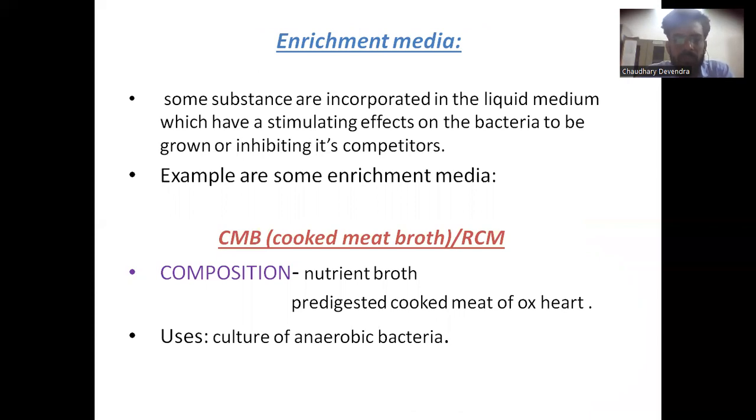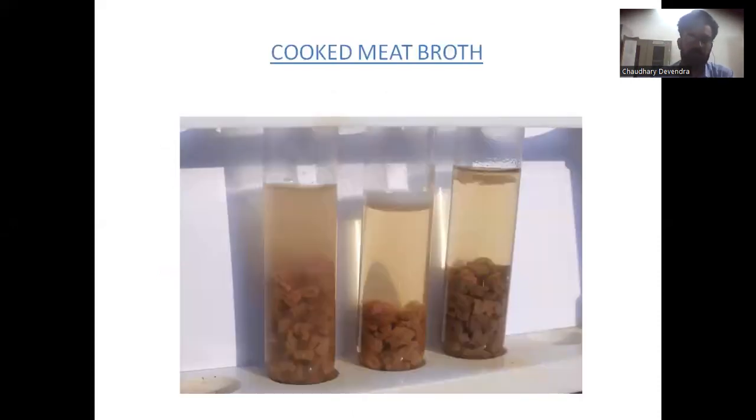So cooked meat broth, RCM or CMB we can say. Composition: nutrient broth, pre-digested cooked meat of ox heart. It is used for culture of anaerobic bacteria. So in the enrichment media, RCM, cooked meat broth, is especially used to grow anaerobic bacteria. This is the picture of cooked meat broth.